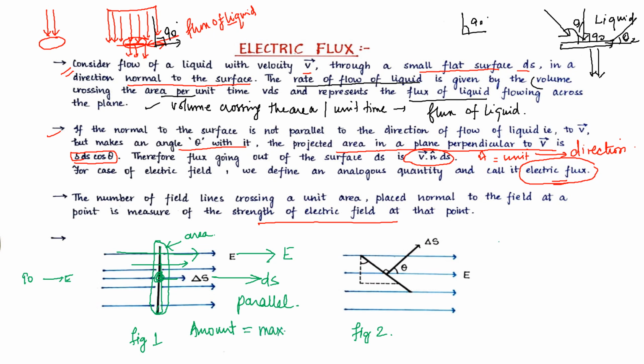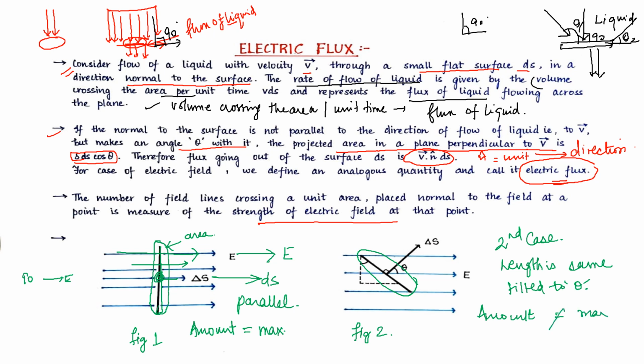While in the second case, this is our second case, here our surface area is the same, like the length of this is the same, but it is tilted to some angle theta degrees. So what happens? The amount is not maximum. Here the electric flux is reduced. Once we changed our surface area's angle with respect to the electric field lines, we found out that our electric flux is reduced.